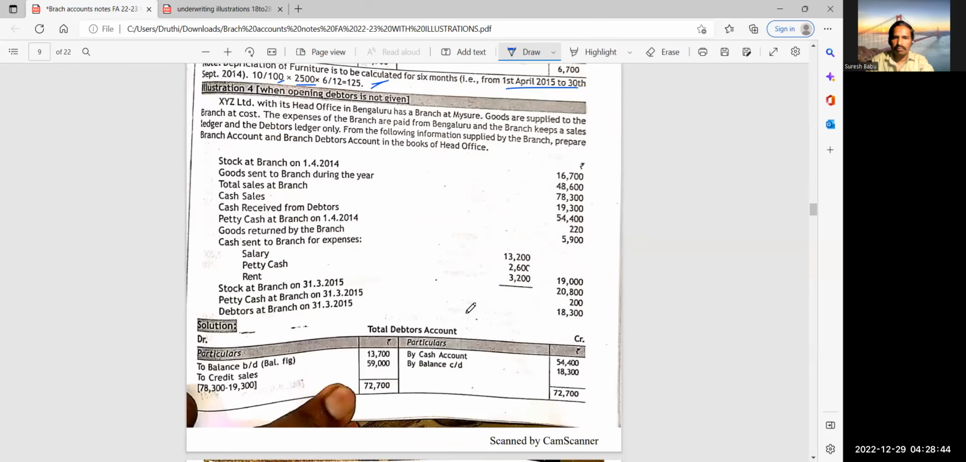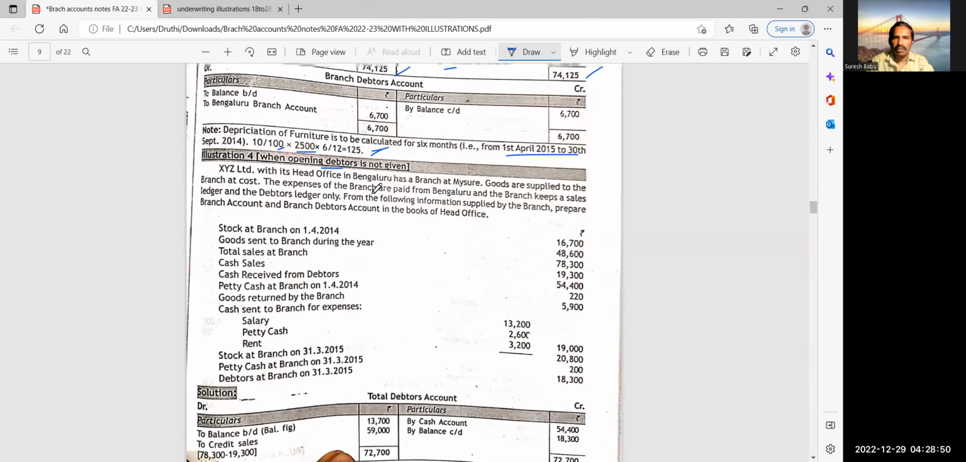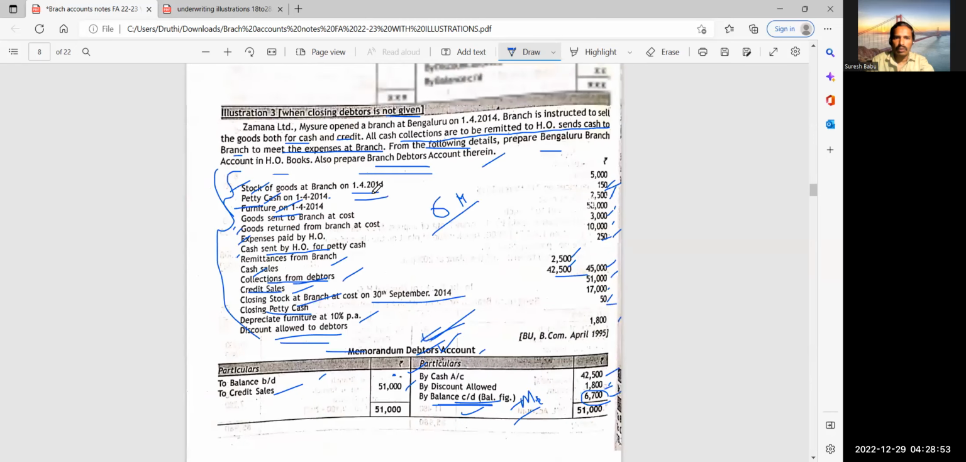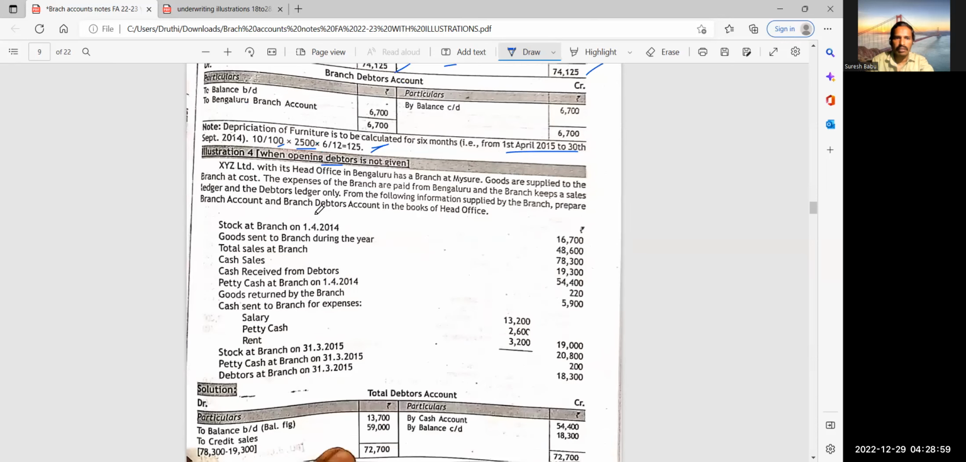Then there is the fourth sum. Let me take it to you. Similar. Opening debtors is not given. See, in the previous sum, closing debtors was not given. See, missing information. Here, opening debtors is the missing information.